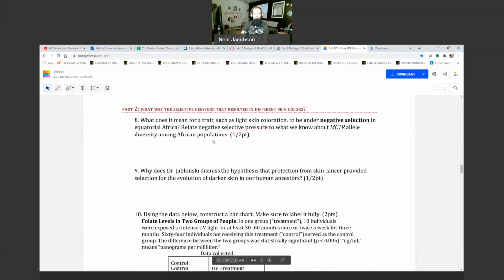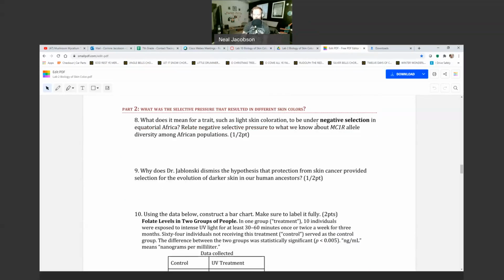All right, so what selective pressure resulted in these different skin colors? So what does it mean for a trait like light skin coloration to be under negative selection in equatorial Africa? Relate negative selective pressure to what we know about the MC1R allele diversity among African populations. All right, so this question actually deserves quite a bit of writing, if you will.